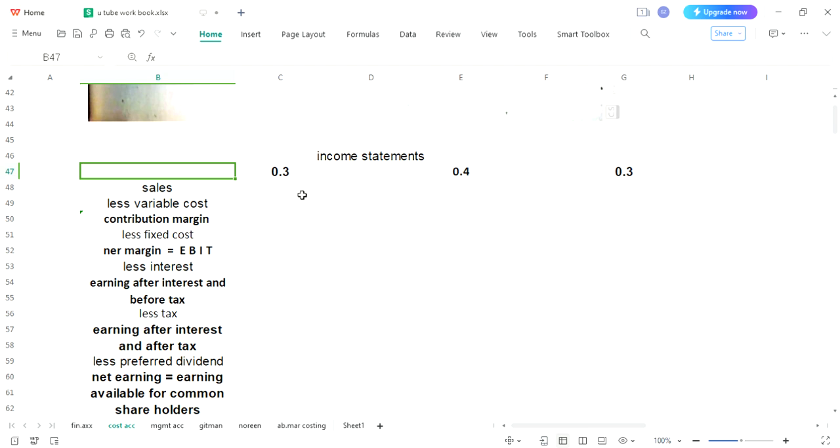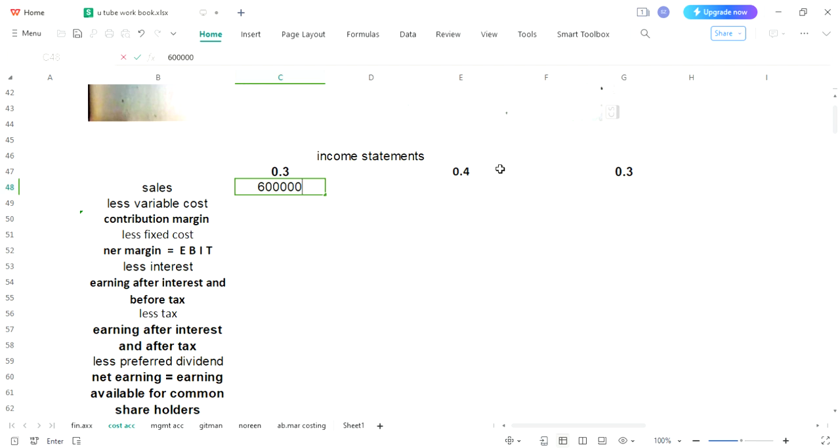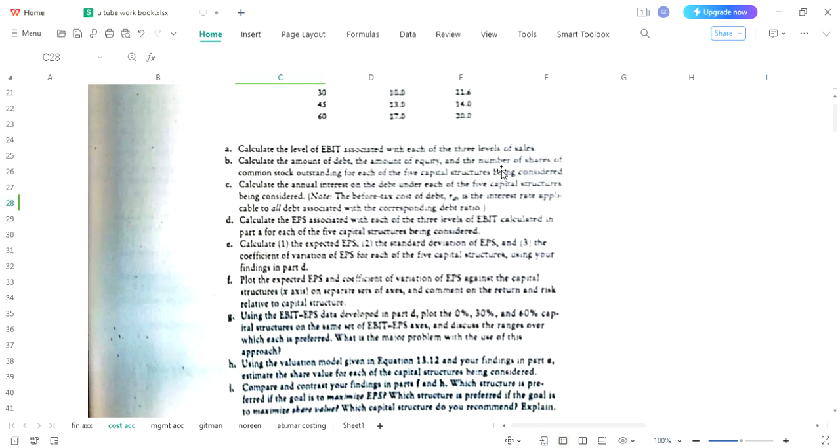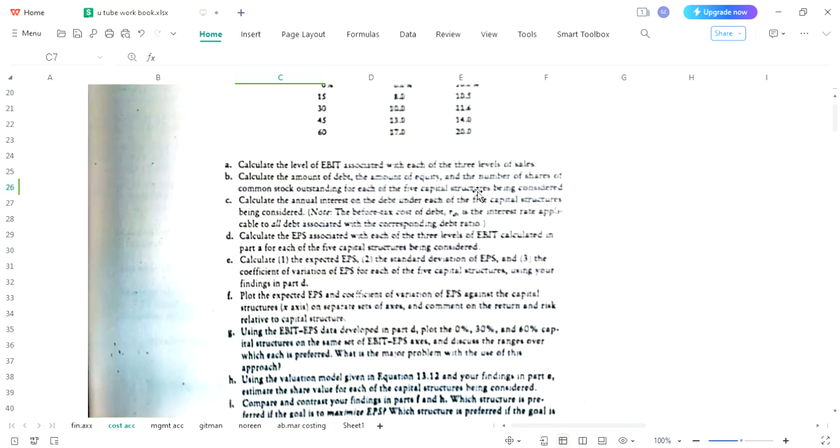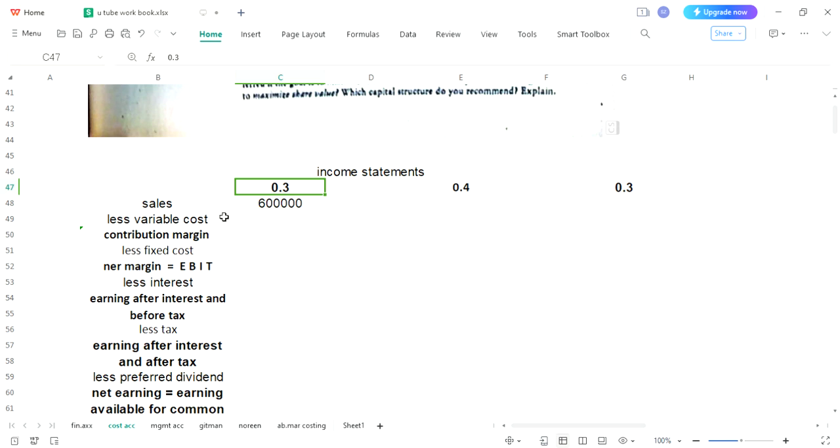So let's write down 6 lakh as your sales. For variable cost, let's go back. The firm's fixed operating cost is 3 lakh and variable operating cost is equal to 40% of sales. We can mention over here, this is 40% of sales.